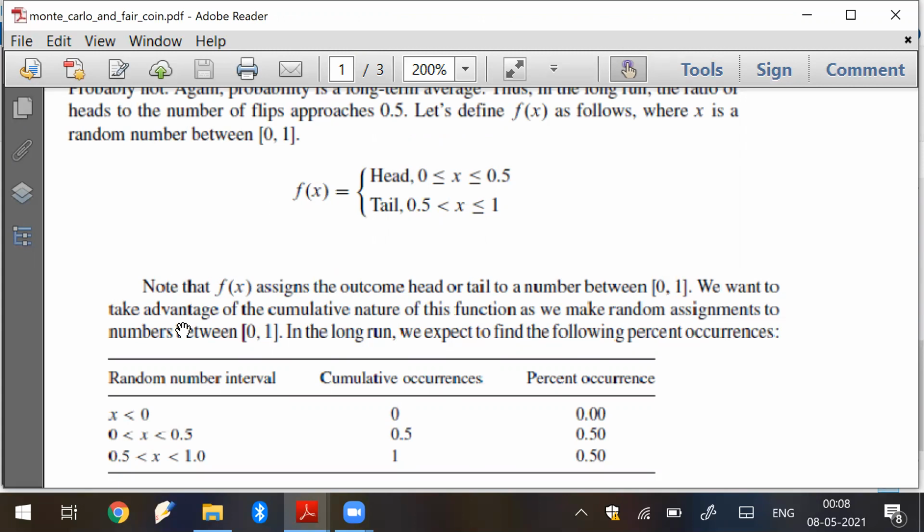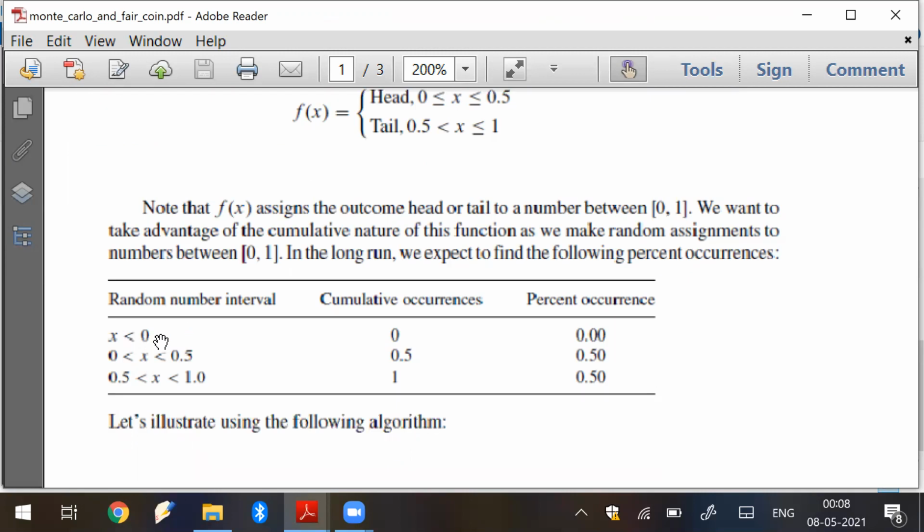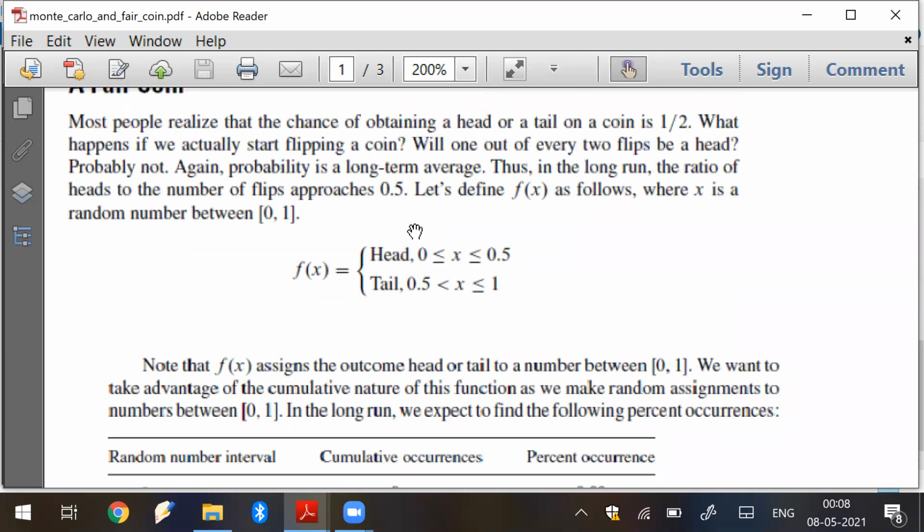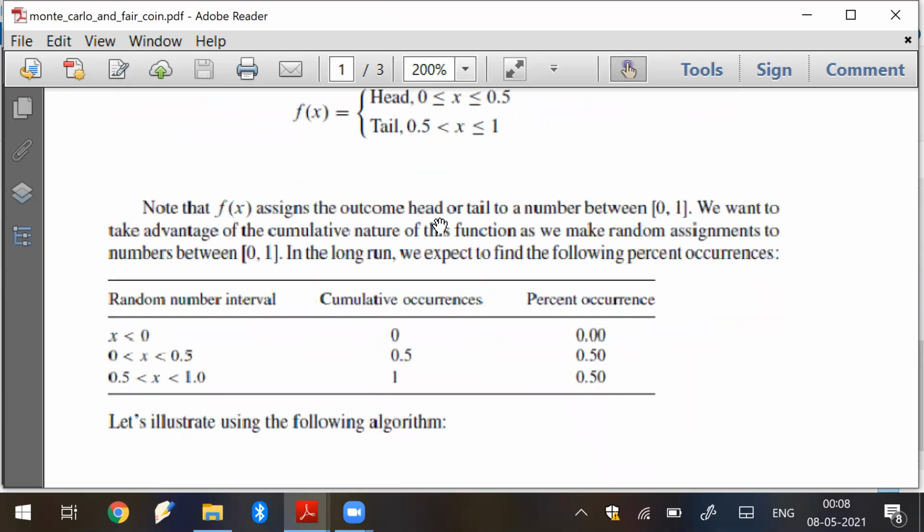So for the random number interval, if x is less than 0, then cumulative occurrence is 0, because we are considering the 0 to 1 interval, so we won't consider that. If it falls above 1, then also we won't consider that. So if x is less than 0, then cumulative occurrence is 0 and percent occurrence is 0. All this is said with respect to the occurrence of the coin toss.